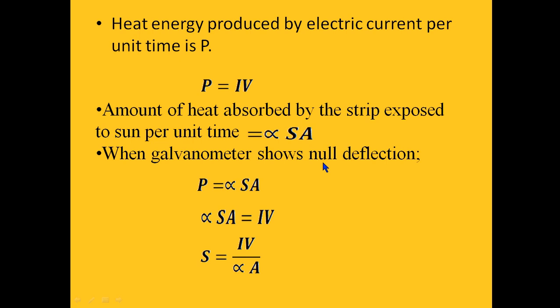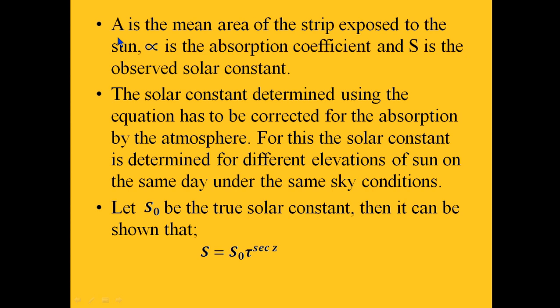Now when the galvanometer shows null deflection, this P is equal to this value. So P is equal to alpha SA. Now this alpha SA is equal to IV. So from this we can calculate the value of solar constant. Our observed solar constant is S = IV by alpha A. So, as I have already told, A is the mean area of the strip exposed to sun, alpha is the absorption coefficient and S is the observed solar constant.